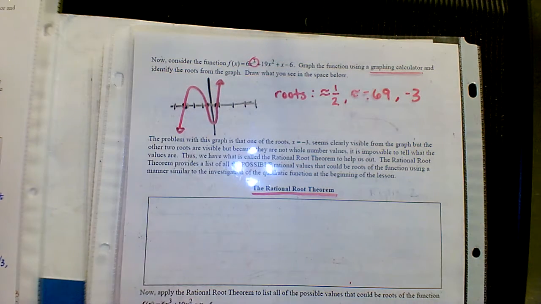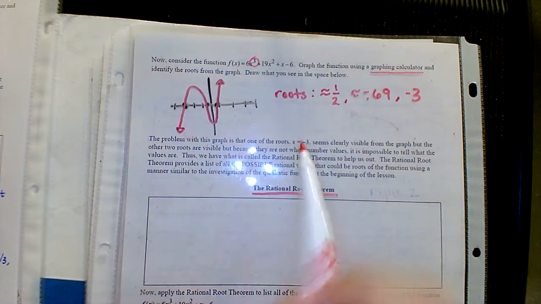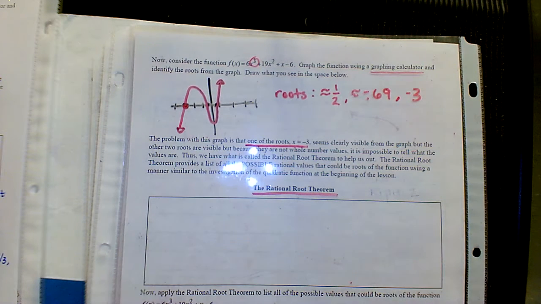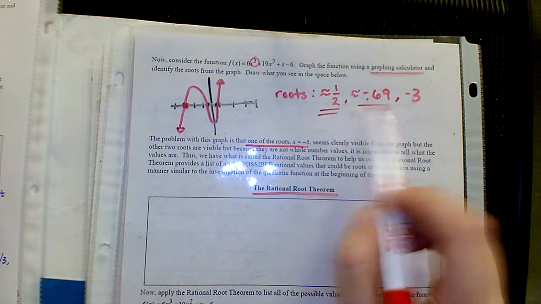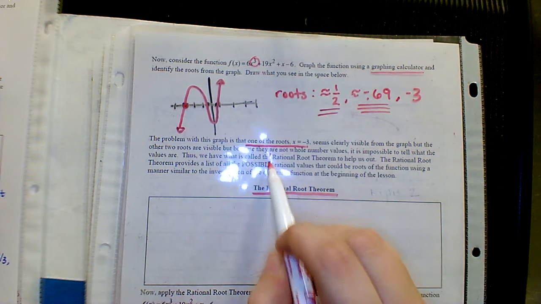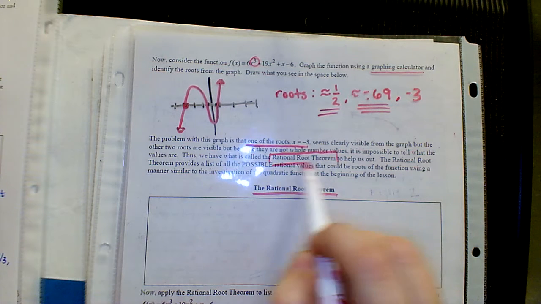Okay, so what's going on with this graph? The problem with this graph is that one of the roots is -3. We can clearly see that, but the other two are not nice whole numbers. Notice how we had to estimate what they were roughly. So what we're going to do is use this rational root theorem.